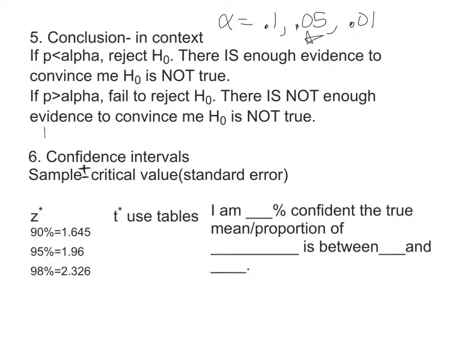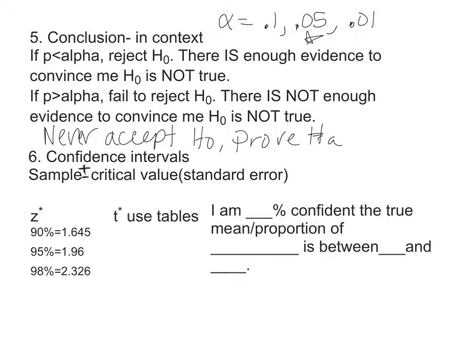Remember that we never accept the null hypothesis or prove the alternative. We always have to speak in more vague terms, because another study can come along and tell us something completely different because of sampling variation.